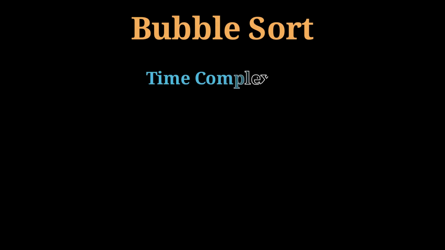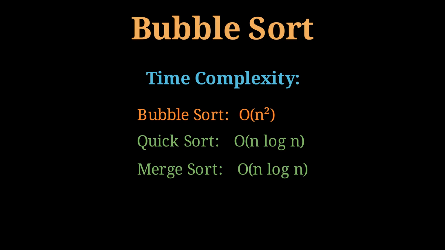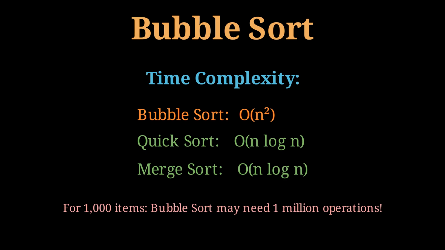In terms of performance, bubble sort has a worst-case time complexity of O of n squared. This makes it inefficient for large datasets compared to algorithms like quicksort or merge sort, which operate at O of n log n. To put that in perspective, for just 1000 items, bubble sort might require up to 1 million comparisons to complete the sorting process.